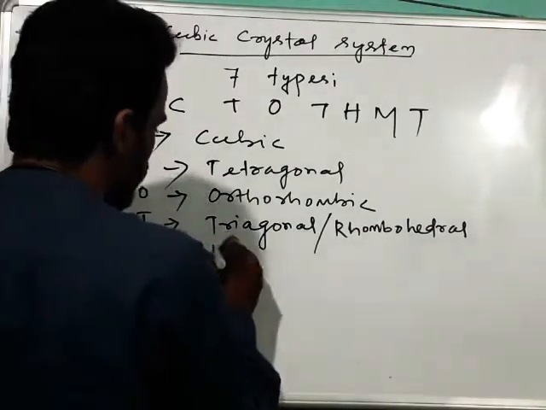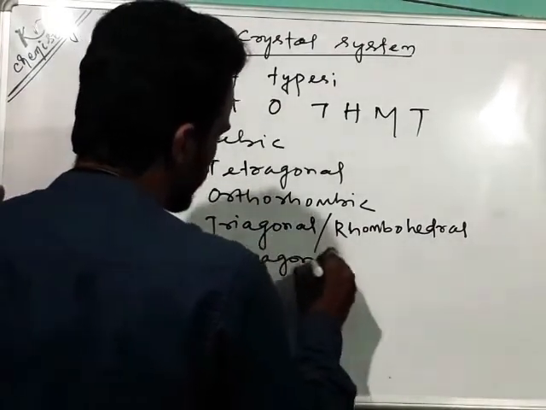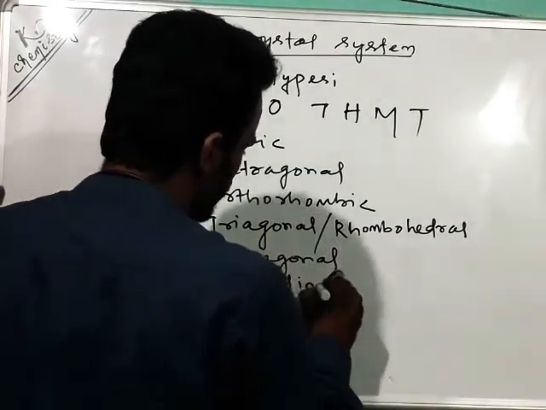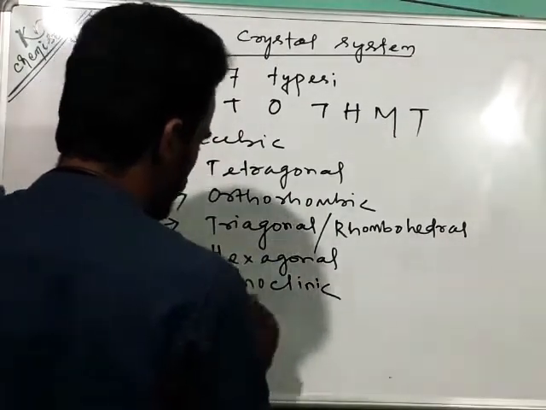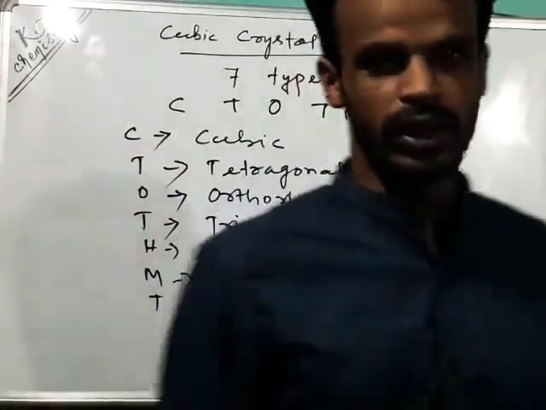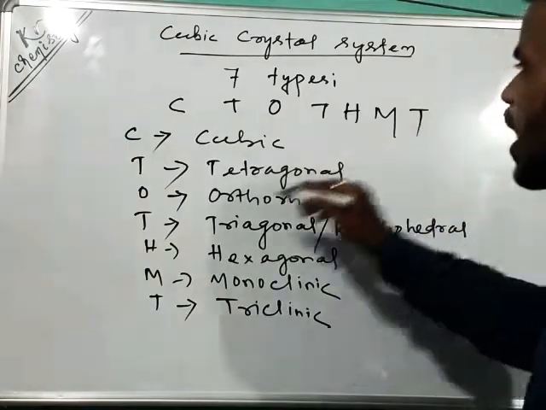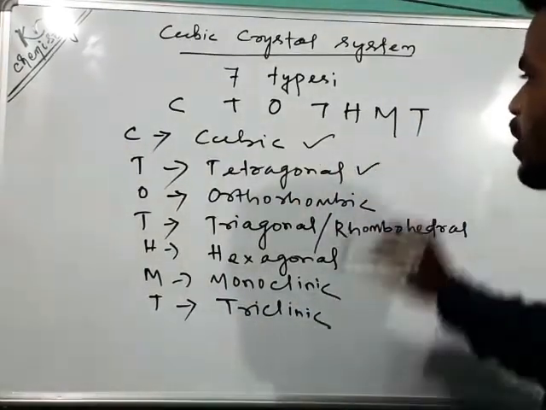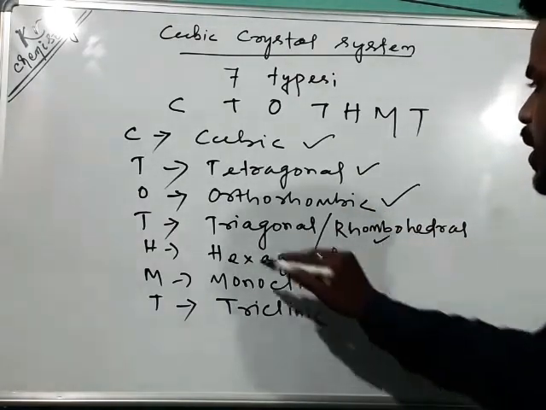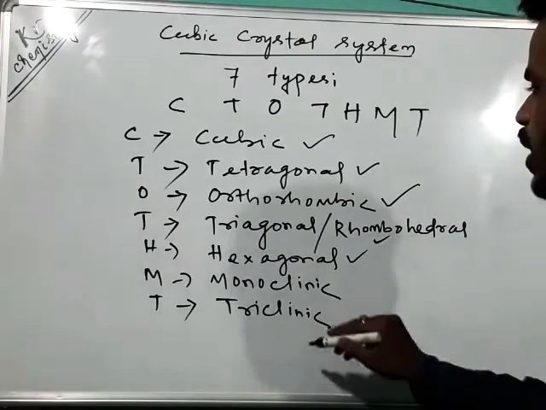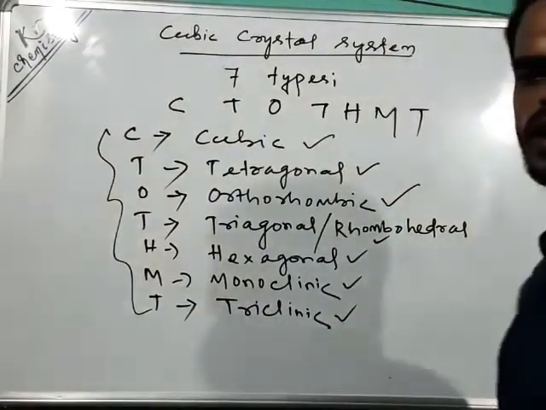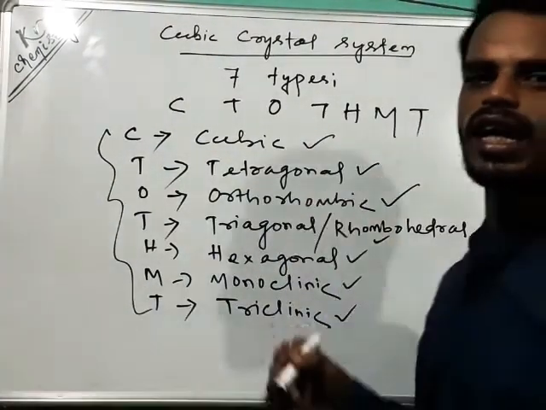H stands for hexagonal. M stands for monoclinic. T stands for triclinic. These 7 crystal systems are C cubic, T tetragonal, O orthorhombic, another T is trigonal or rhombohedral, H hexagonal, M monoclinic and T triclinic. These are the 7 types of crystal system that are found in a crystal lattice.